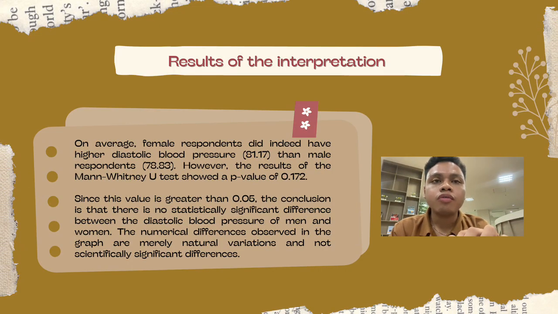For the interpretation, on average, female respondents did indeed have higher diastolic blood pressure, 81.17, than male respondents, 78.83. However, the Mann-Whitney U test shows a p-value of 0.172. Since this value is greater than 0.05, the conclusion is that there is no statistically significant difference between the diastolic blood pressure of men and women. The numerical difference observed in the graph is merely natural variation and not a scientifically significant difference.